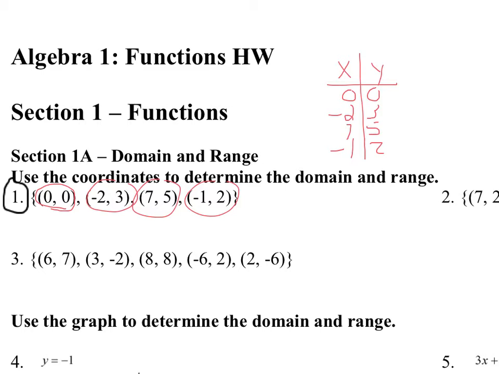Now, the x's represent the domain, and the y's represent the range. So the domain of this set of points is 0, -2, 7, and -1, and the range is 0, 3, 5, and 2.